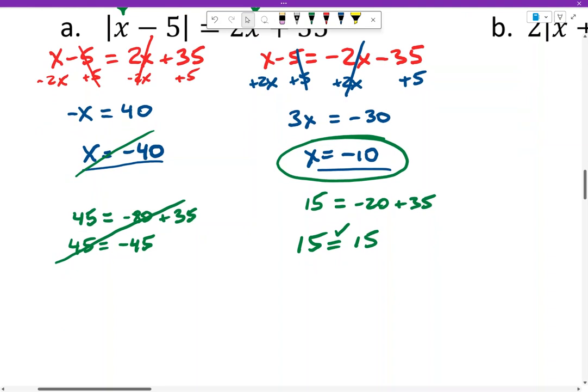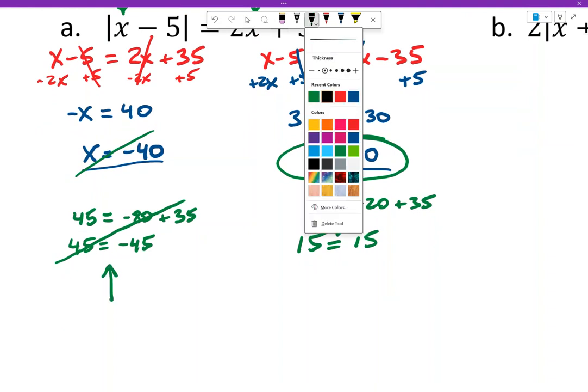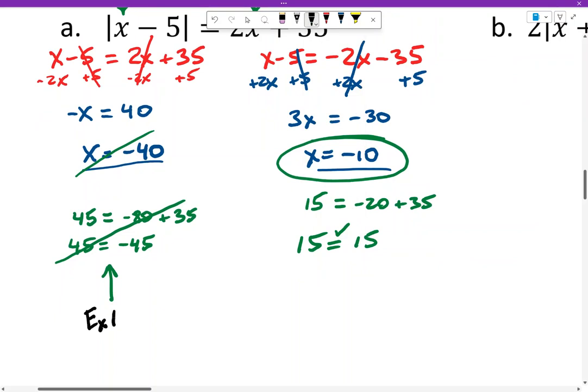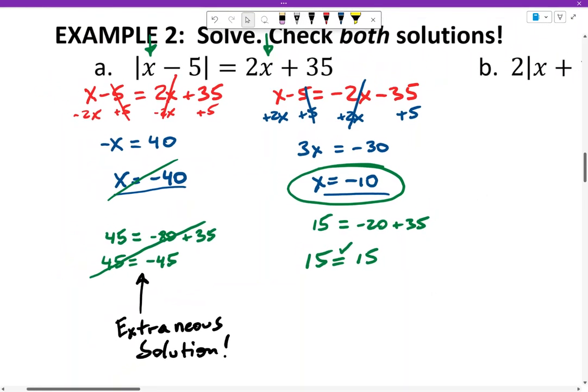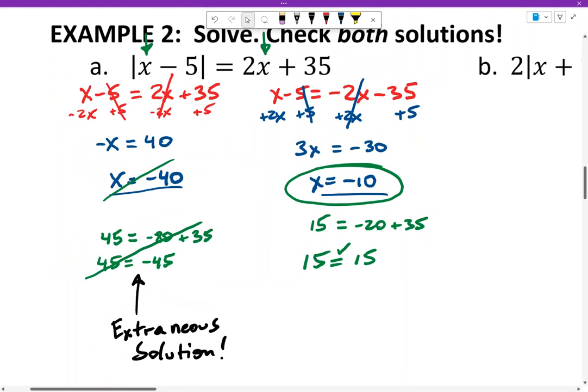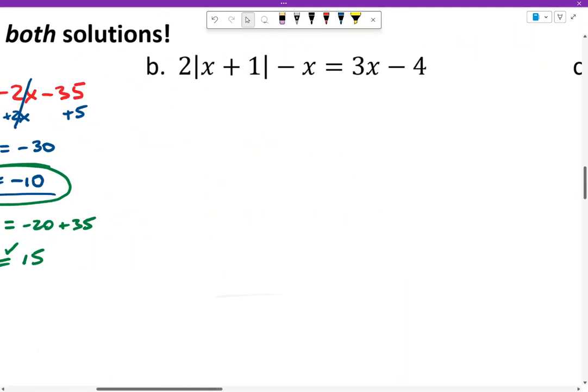This is what's called an extraneous solution. And it often happens when you have variables on both sides of your equal sign. So something to watch out for. Let's go to example B.